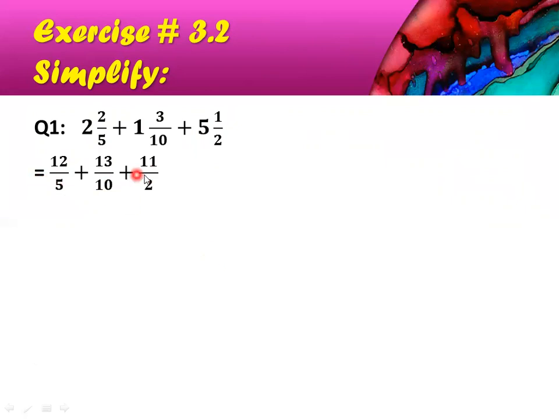Now as you can see here, you cannot add these fractions because the denominators are different. So you will simply make the denominators common. How? By multiplying this 5 with 2 and this 2 with 5. So you will get the common denominator, that is 10. So when you multiply this 12 by 2, you will get 24, and 5 multiplied by 2 is 10.